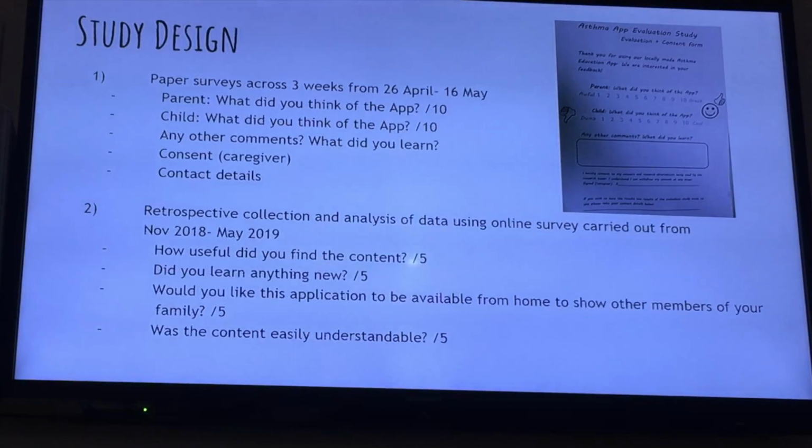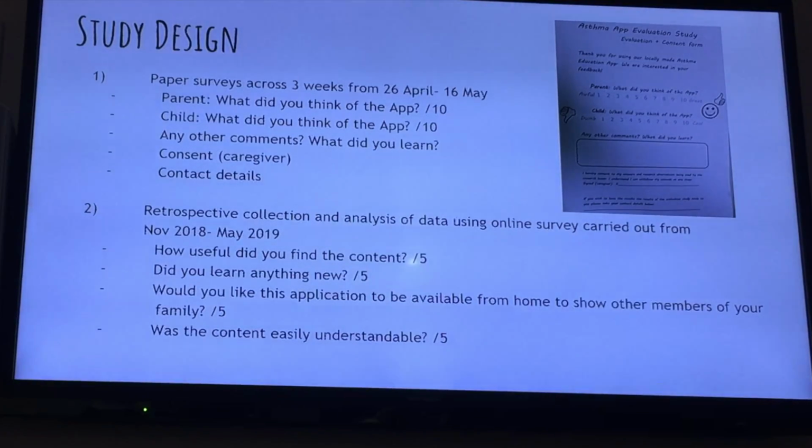Firstly is the paper survey, and that's an example of the Asthma App evaluation study paper survey that we've put up and put across to the participants as well. And this was done across three weeks from the 26th of April to the 16th of May. Some of the questions that we put on the surveys: we wanted to know the ratings that parents, caregivers or children would give for this app, and also whether they would have any other comments in terms of suggestions to improve the app or any drawbacks or flaws that the app might be having at the moment.